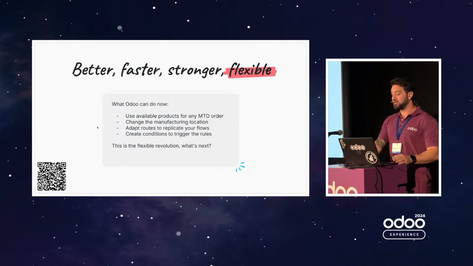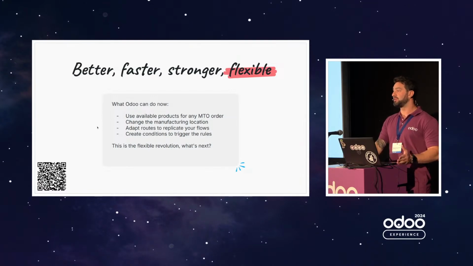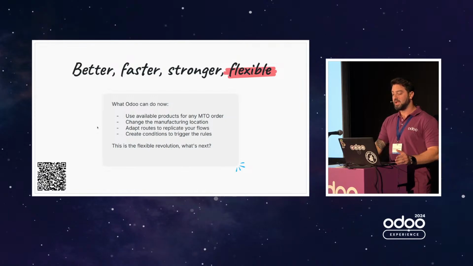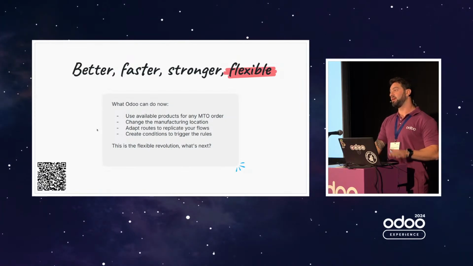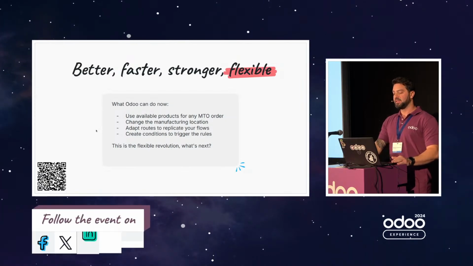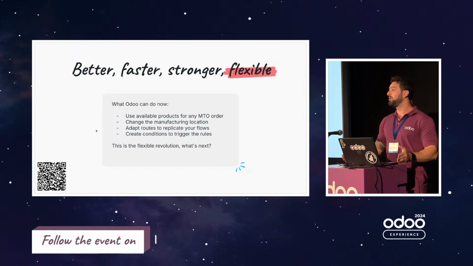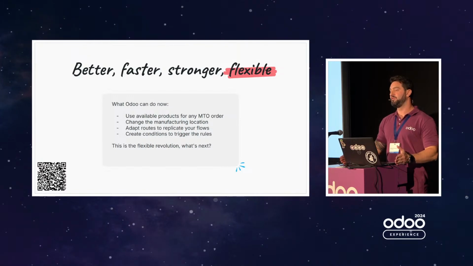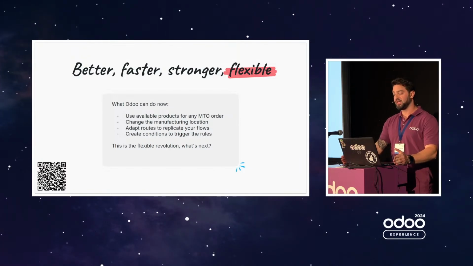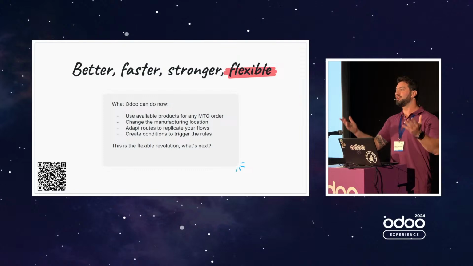Now, you can change the manufacturing location just as we did in the last business case, and you can adapt the routes to replicate your flows in real life. Now, you can also create conditions to trigger the rules, and then it will only be triggered if they fulfill the whole rules that you defined. This is the flexible revolution. What's next in Odoo?